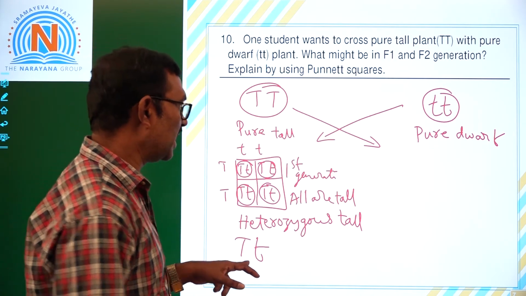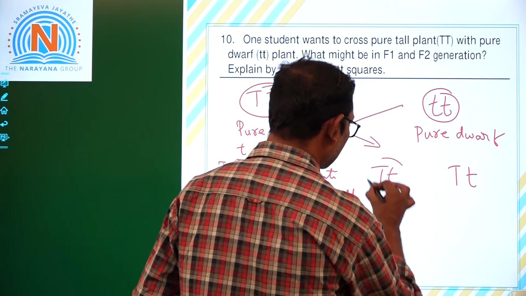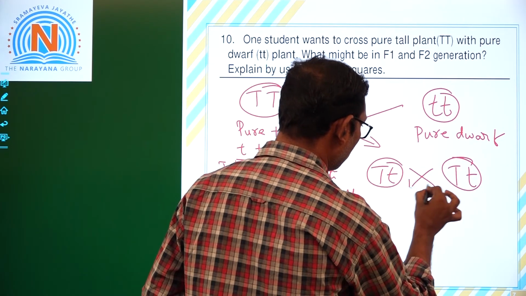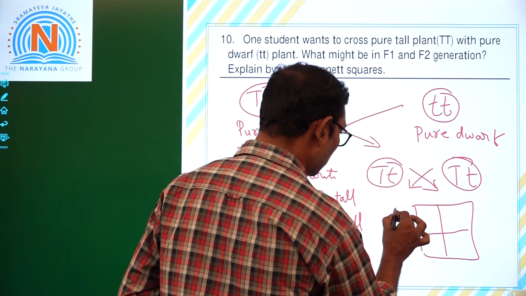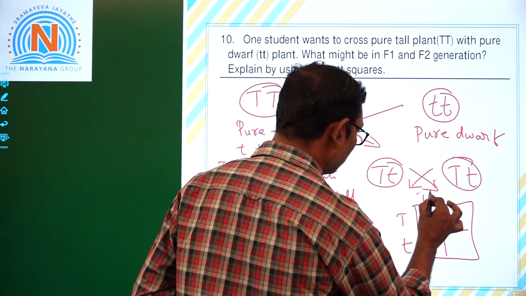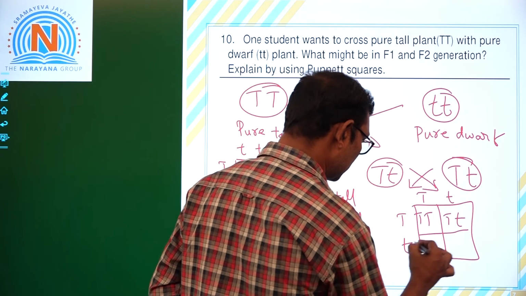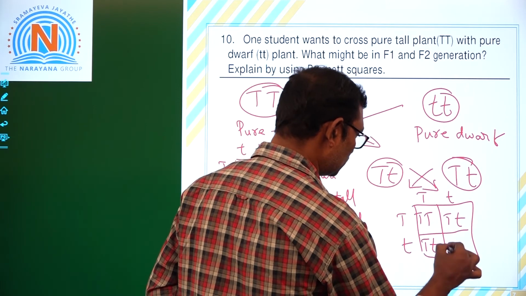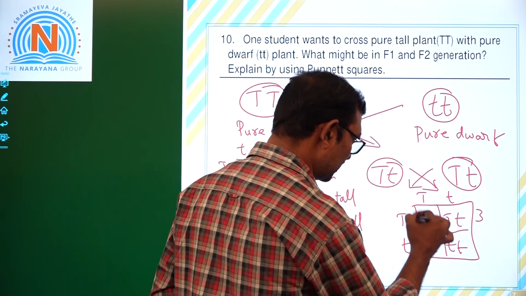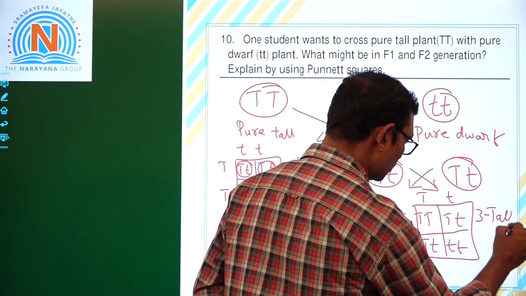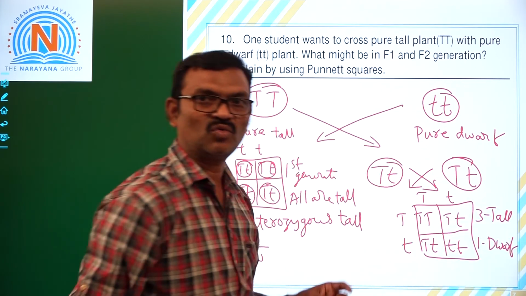That means we should have a cross between capital T small t and capital T small t. When we have the cross, then what is the result in F2 generation? Let us see. Here capital T small t, capital T small t. Cross. Capital T capital T, capital T small t, capital T small t, and small t small t. Here we can see three talls and only one dwarf.